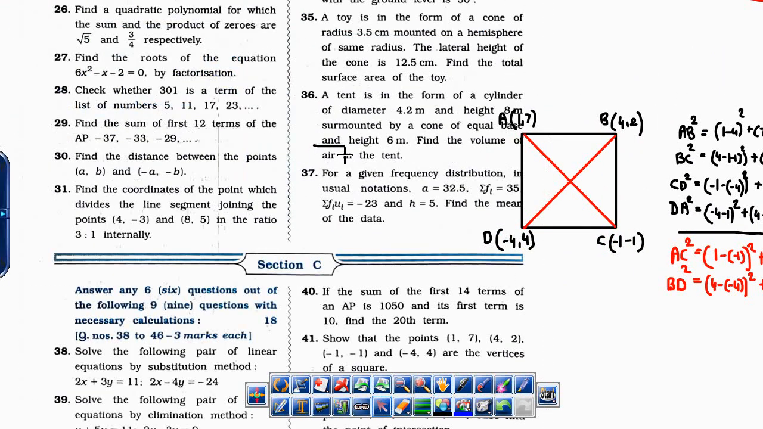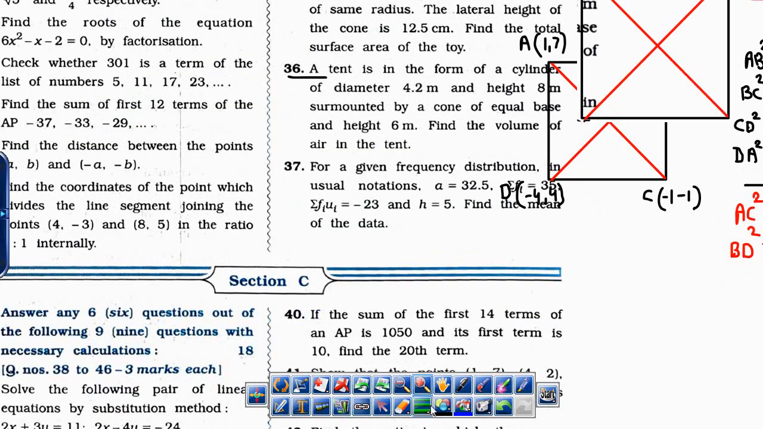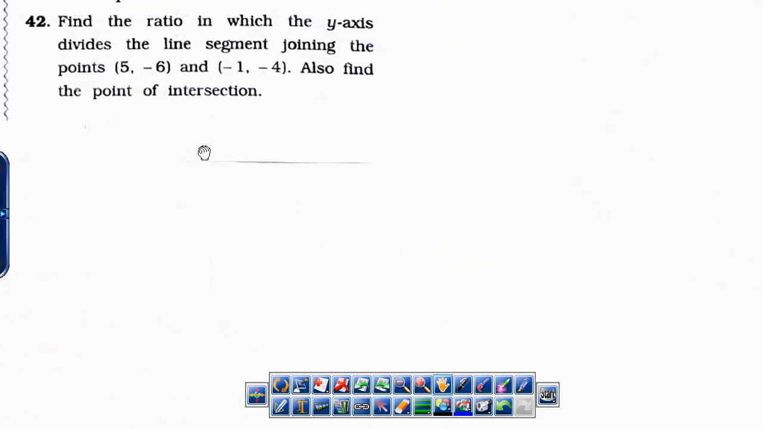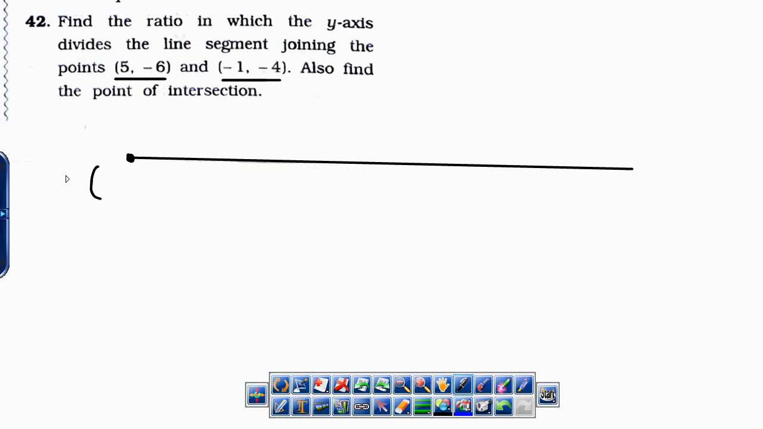42nd sum. Find the ratio in which the y-axis divides the line segment joining the points, and find the point of intersection. See first who is getting divided. (5, -6) and (-1, -4) are getting divided. Point A (5, -6), point B (-1, -4).